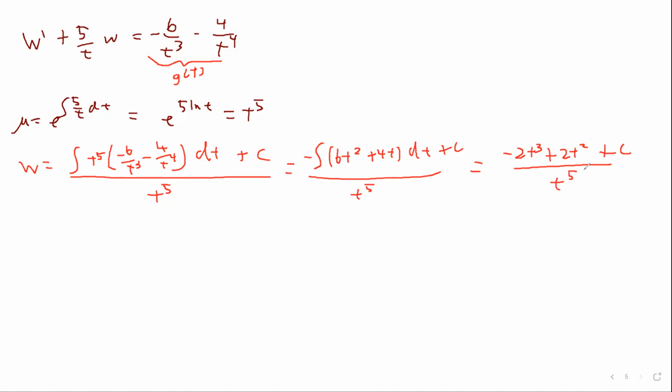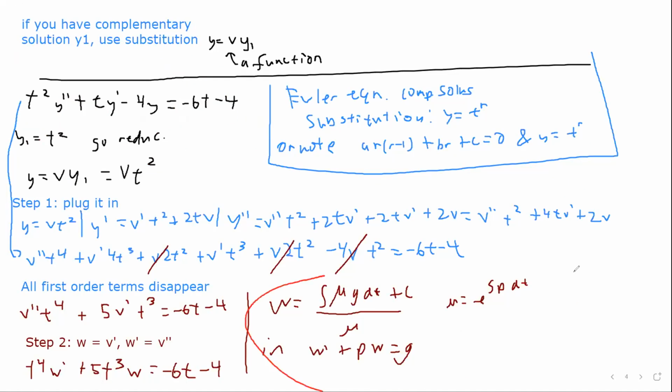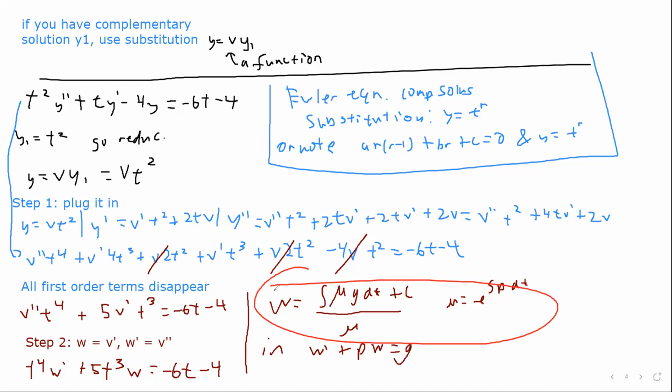Yes, you have to divide out anything in front of W prime to get it in standard form for the general solutions. That's why I wrote W prime plus BW equals G. This is what you need to be able to use this.